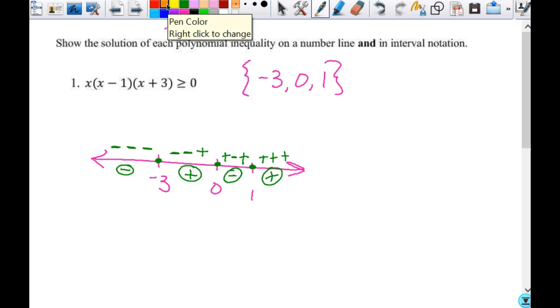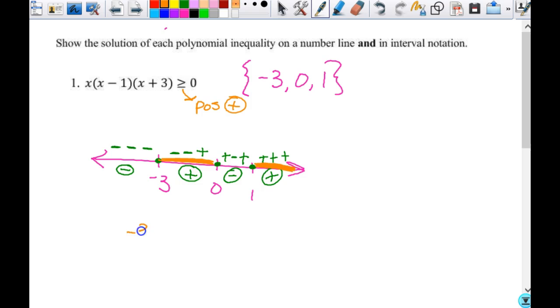Now, what do I want? For this to be positive or negative? Positive, because all this is supposed to be greater than or equal to 0. So this is positive. I'm looking for everywhere the function is positive. So I shade this, and I shade this. Remember, the number line and the interval are both parts of your answer.